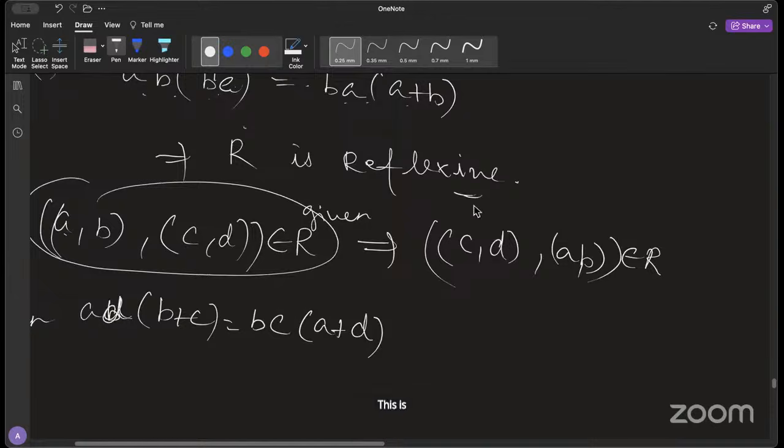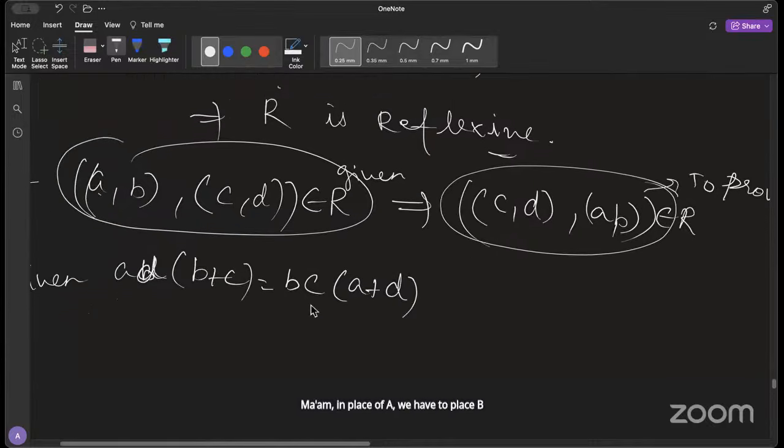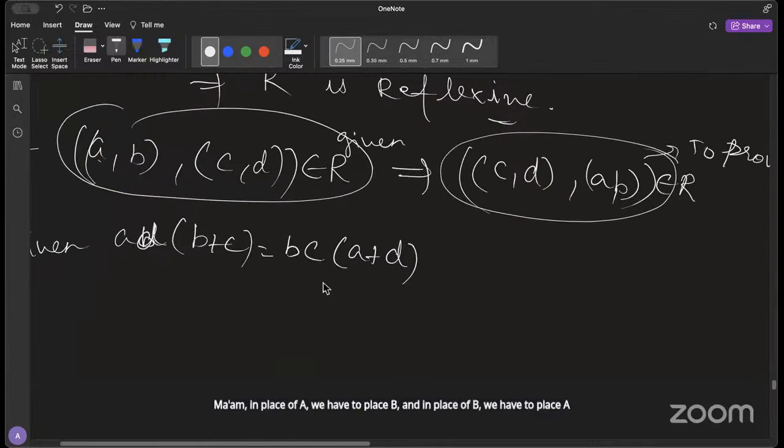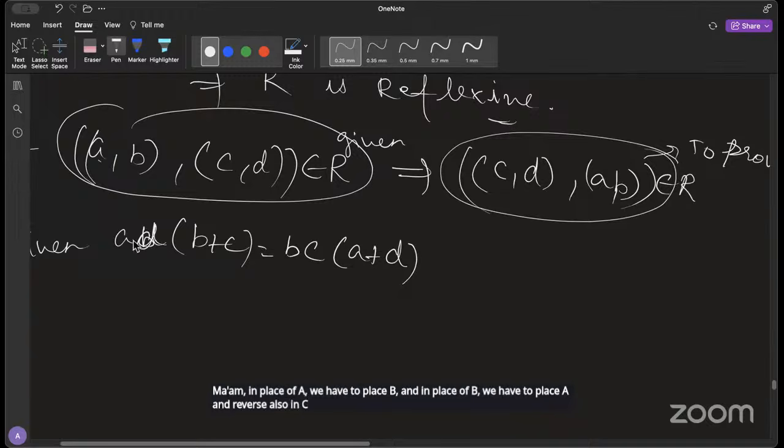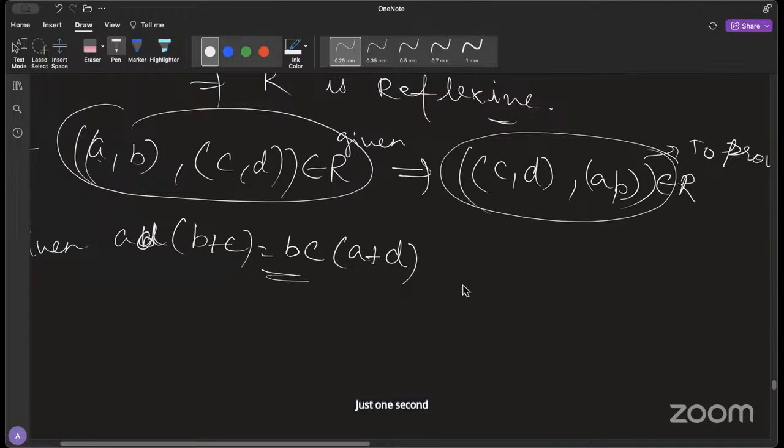This is what you have to show. Ma'am, in place of A, we have to place B, and in place of B, we have to place A, and reverse also in C and D. Okay. Just 1 second. This is given to you. And what do you have to show?